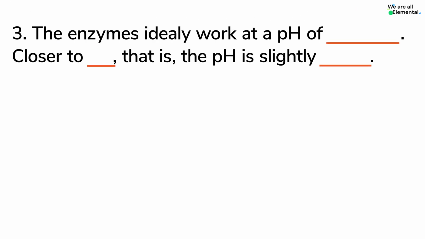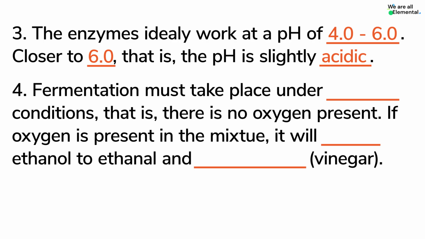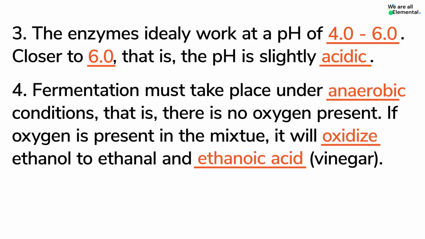Enzymes work at a pH of 4 to 6. Closer to 6, that is, the pH is slightly acidic. And fermentation must take place under anaerobic conditions, that is, there is no oxygen present. If oxygen is present in the mixture, it will oxidize ethanol to ethanal and then ethanoic acid.